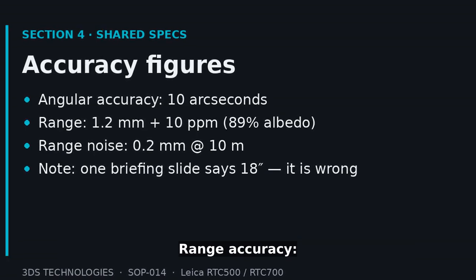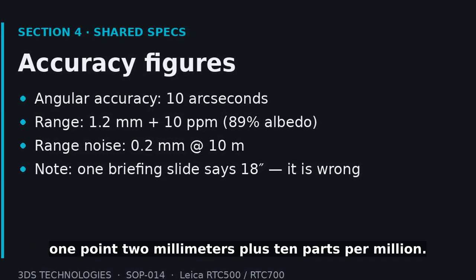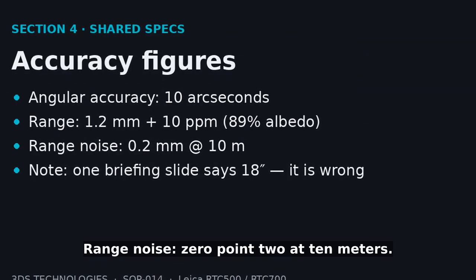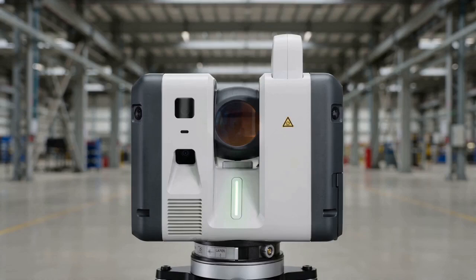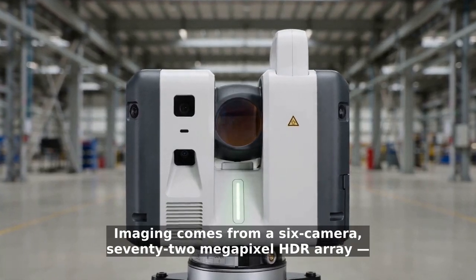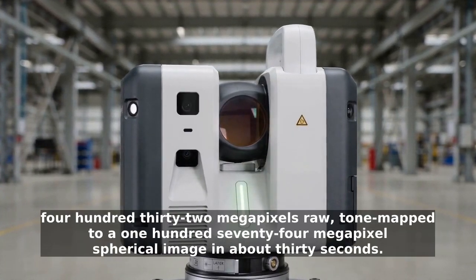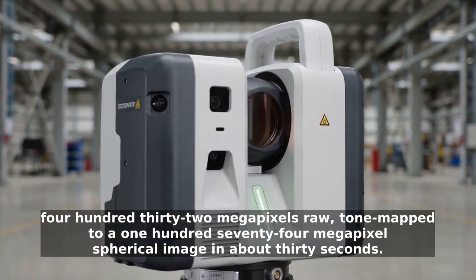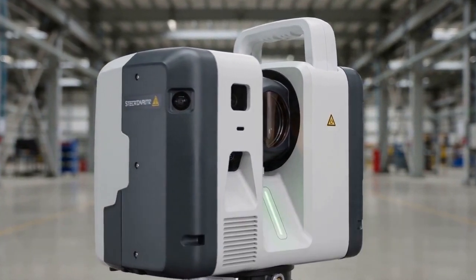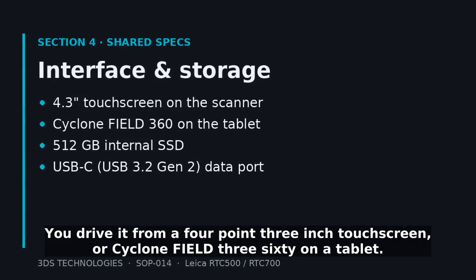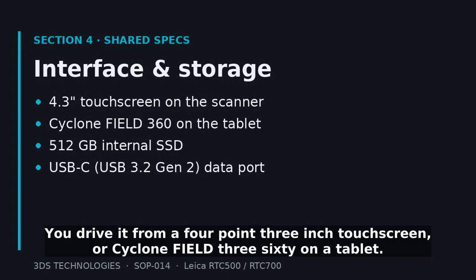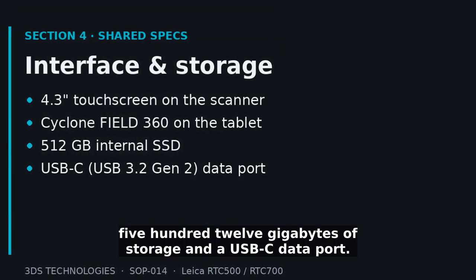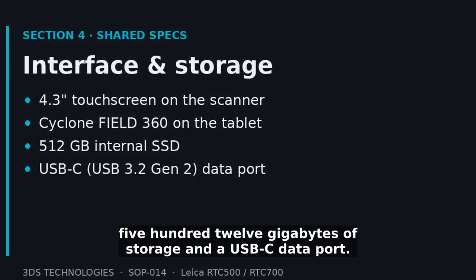Range accuracy, 1.2 millimeters plus 10 parts per million. Range noise, 0.2 at 10 meters. Imaging comes from a 6-camera, 72-megapixel HDR array, 432 megapixels raw, tone mapped to a 174-megapixel spherical image in about 30 seconds. You drive it from a 4.3-inch touchscreen or Cyclone Field 360 on a tablet. Inside, 512 gigabytes of storage and a USB-C data port.